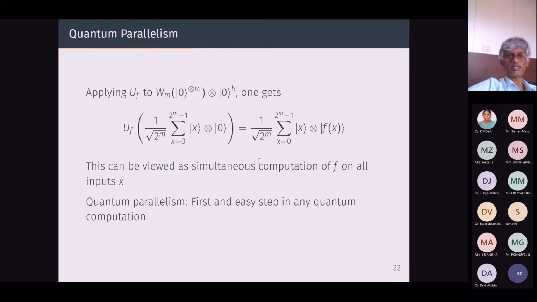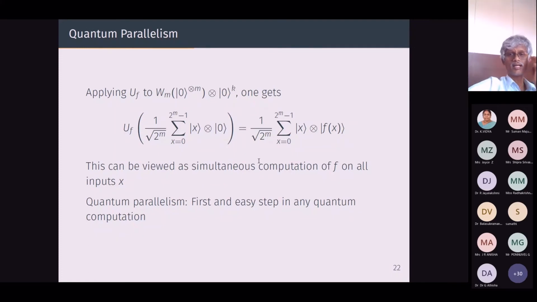If in the second argument you tensor it with ket of 0, that will give you the uniform superposition tensored with 1 by square root of 2^m summation x equal to 0 to 2^m minus 1 ket of x tensor ket of f of x. So you see that in some sense you are computing f of x for every possible x. You can think of this as simultaneous computation of f on all the inputs x. This is the first step in any quantum computation.